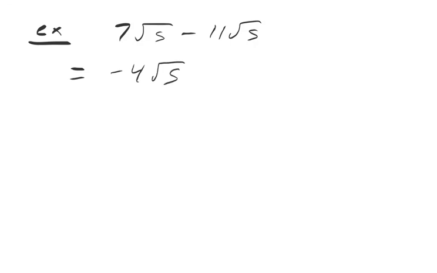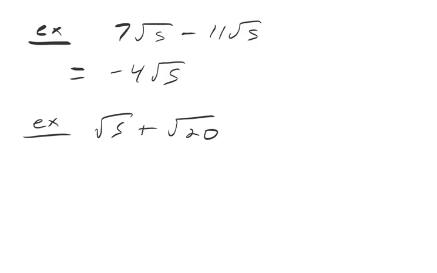It's just like if I did 7x minus 11x, I'd get negative 4x. Well, in this case, the square root of 5 is operating like the x. Now, where things could get a little bit weird is if I gave you something like this: square root of 5 plus square root of 20. Those don't really look like like terms because they don't have the same thing under the square root. So I can't combine them as they are.